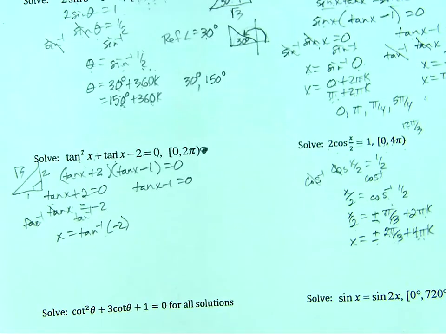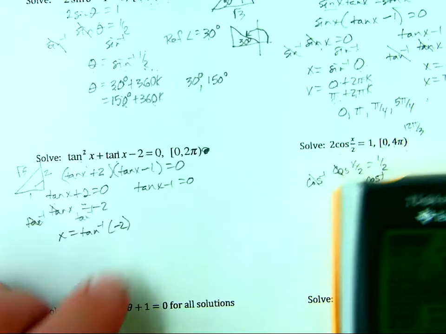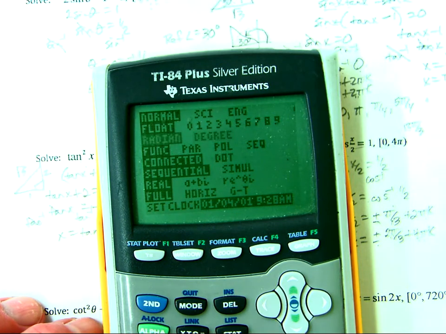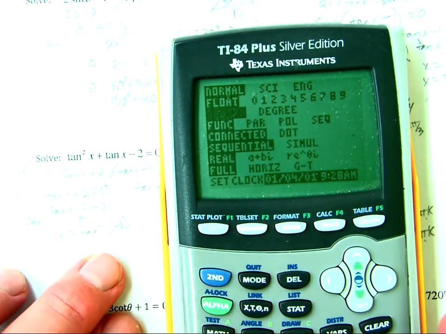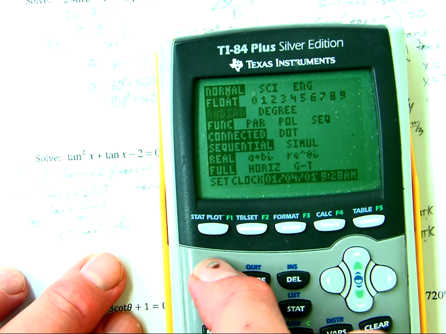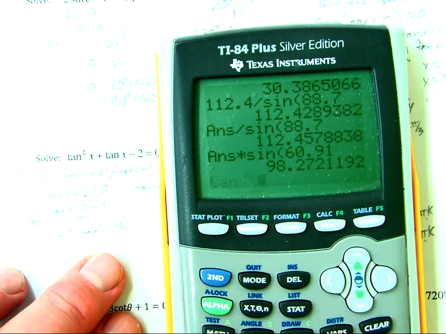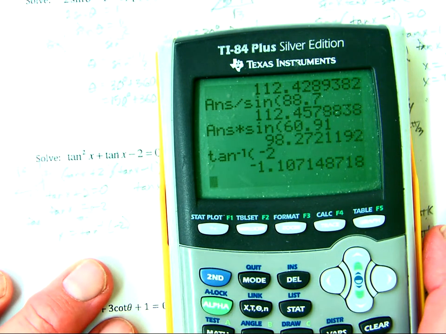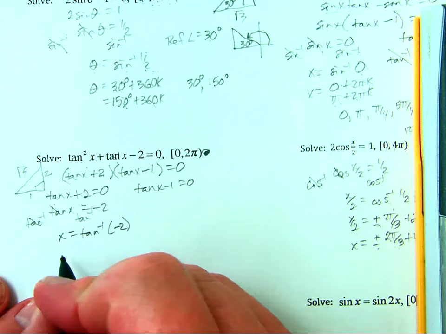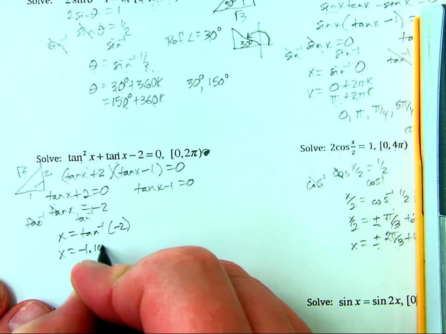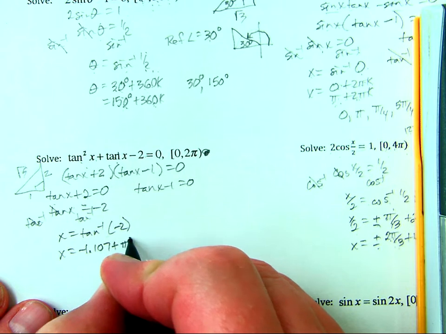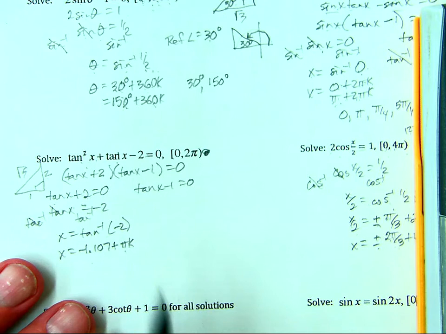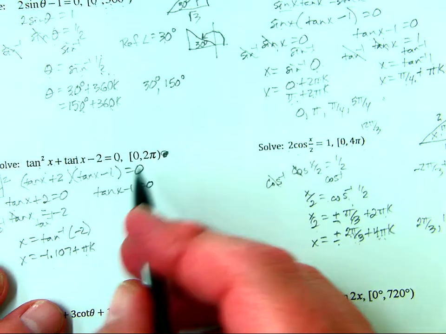So on your calculator, you want to make sure that our mode looks like this one, is in radians. So we want to make sure our mode is in radians, so change that. Now we're just going to do inverse tangent of -2. So we go second tangent, -2, and I get -1.107. So we have x equals -1.107 plus pi k. Remember on tangent, we just need one answer, and we're going to add pi k when we're in radians.